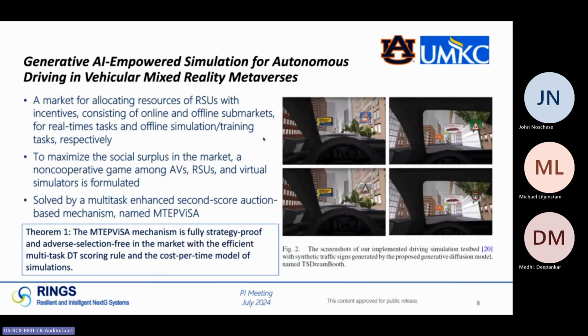And the problem is formulated as a non-cooperative game between these three components: the AVs, RSUs, and the virtual simulators, and the goal is to maximize this social surplus. We develop an auction-based, second score auction-based mechanism called the MTP Visa, and we prove that it's fully strategy proof and is adverse selection free.